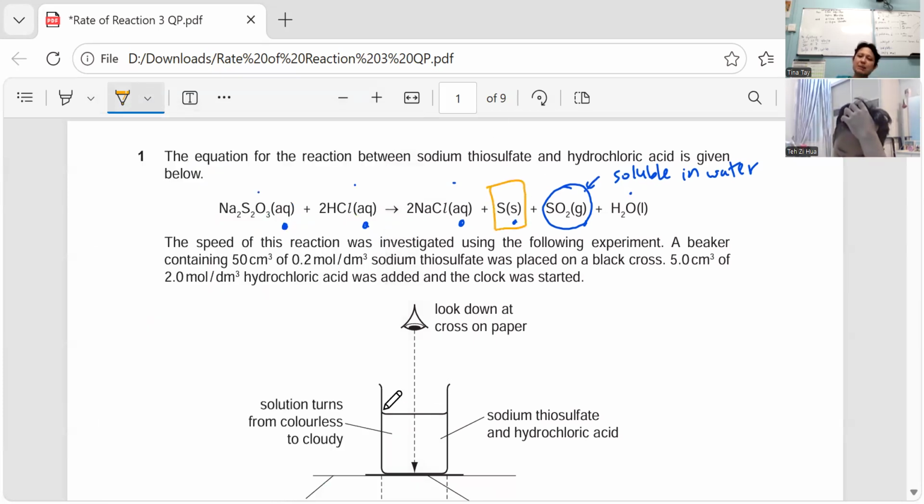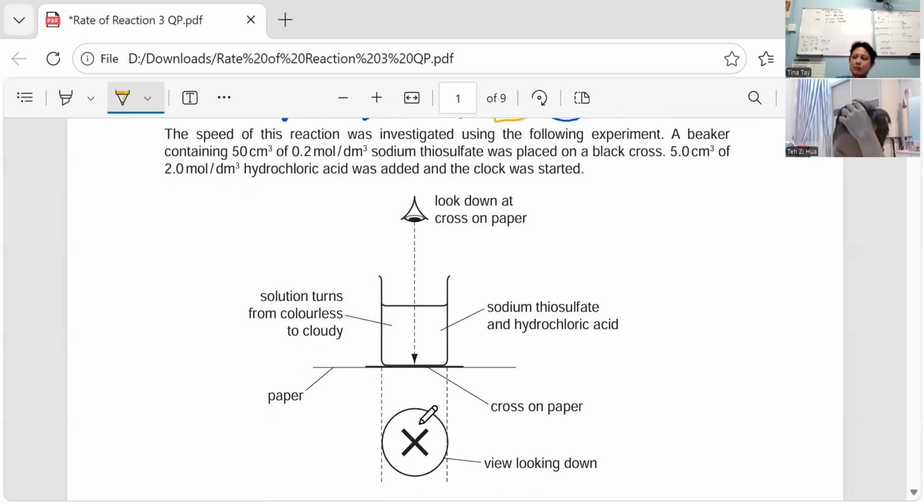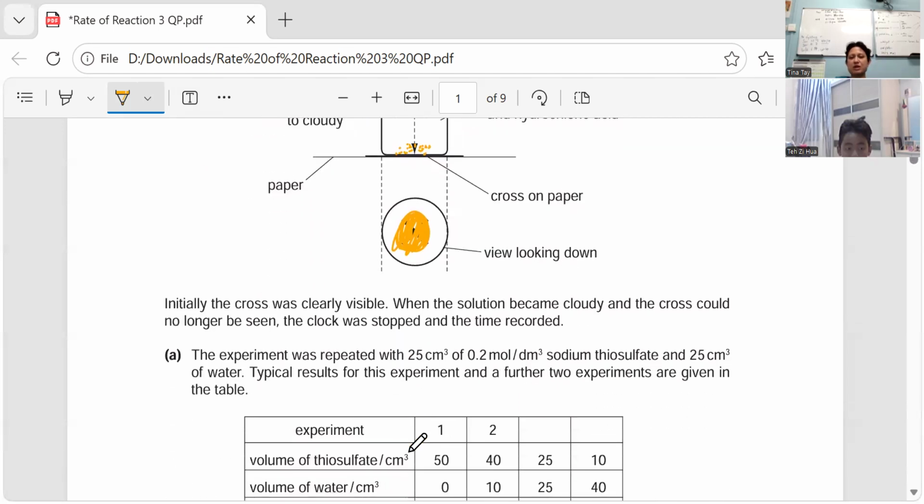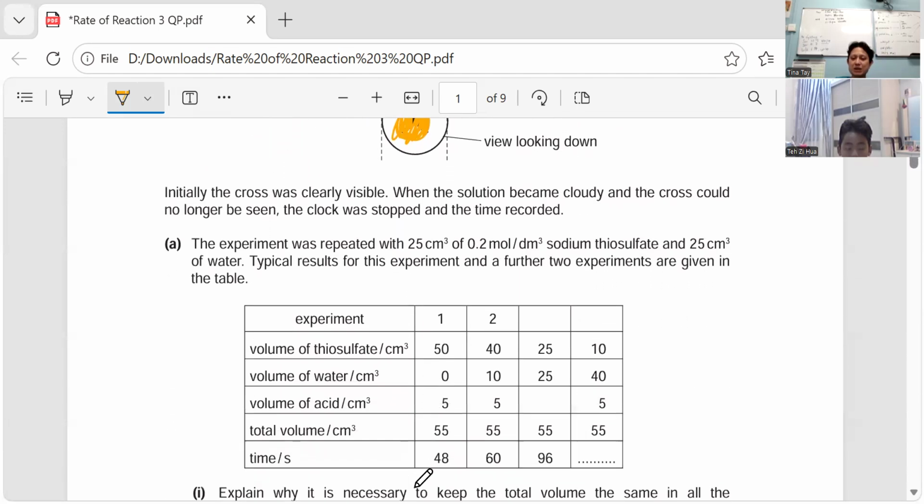So what I do is I put a beaker and underneath the beaker, I put a piece of paper. And on the paper, I draw a cross X. Now, I put my eye and I look and I swirl the mixture. When the yellow solid forms, eventually it will completely cover the X. When the yellow solid completely covers the X, then I press my stopwatch. So that is the reaction time. Can you understand?